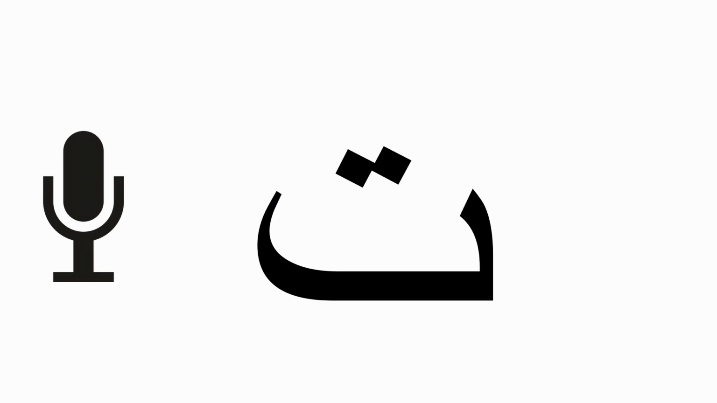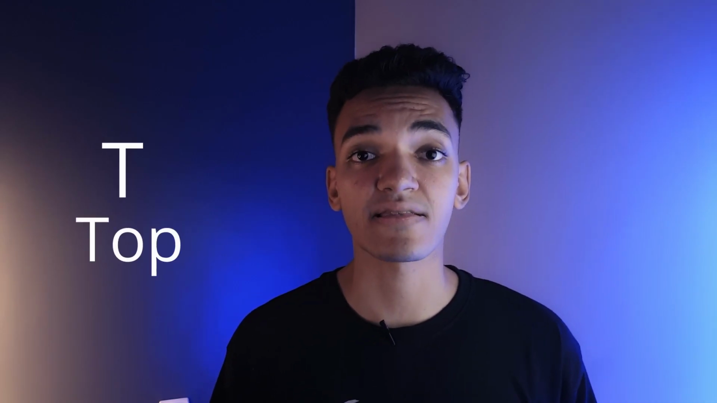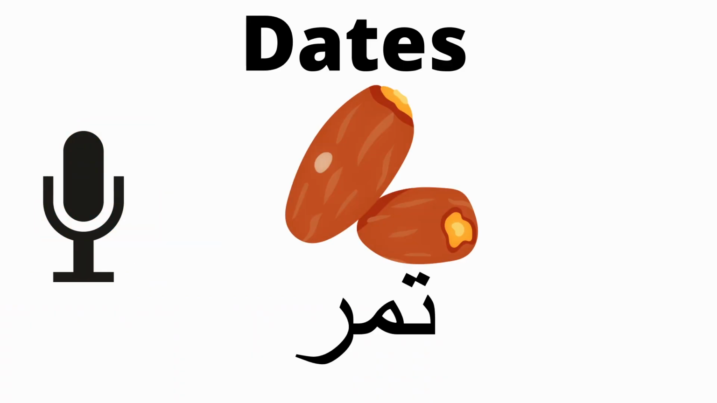Ta. Alright. That sounds like letter T, like the T in top. It looks like letter Ba but has 2 dots. And in the beginning, like this. Tamr.